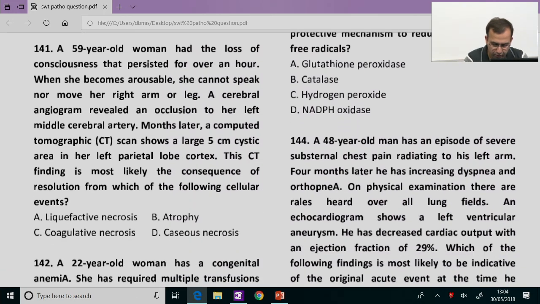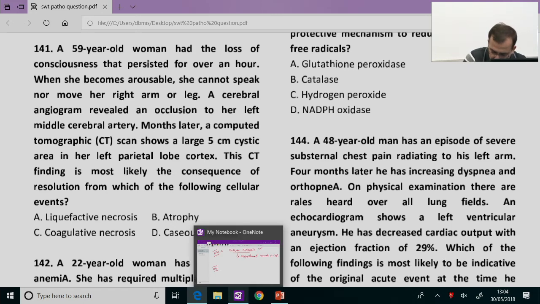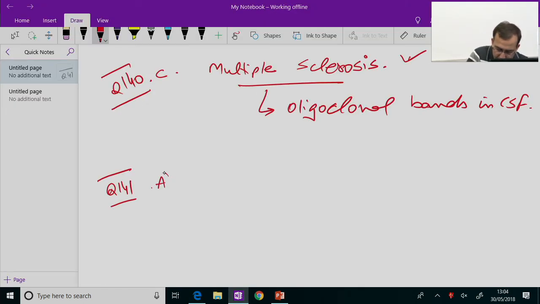Question 141. A 59-year-old male had loss of consciousness for an hour and could not move his hand or leg. Months later, a 5 cm cystic area is seen. For which of the following cellular events? Long history, a lot of extra information is given. All the examiner was asking was only one point. Ischemic damage to the brain is associated with liquefactive necrosis. The answer is A, that is liquefactive necrosis.